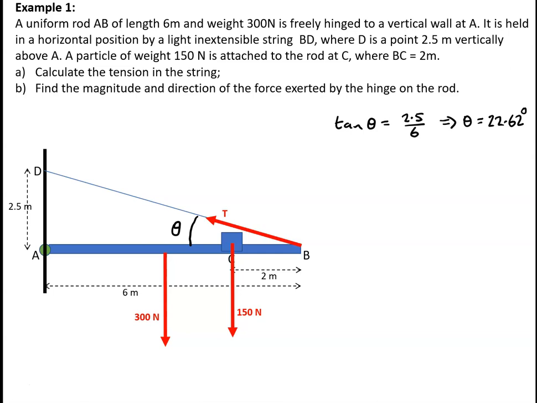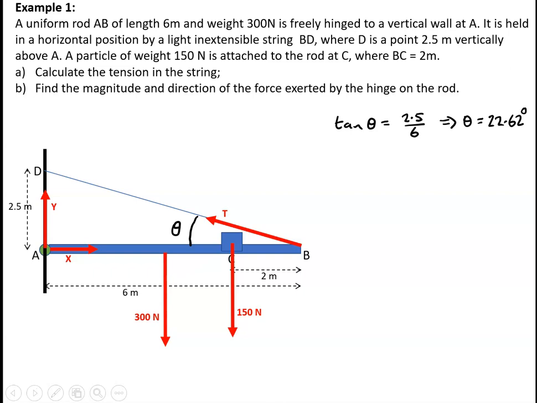Now, in previous videos, we saw that generally speaking, it's a good idea to express this reaction at a hinge as being two components, one in the horizontal direction and one in the y direction, rather than having it as an unknown force at an unknown angle. So we'll have the reaction at the hinge being x horizontally and y vertically.